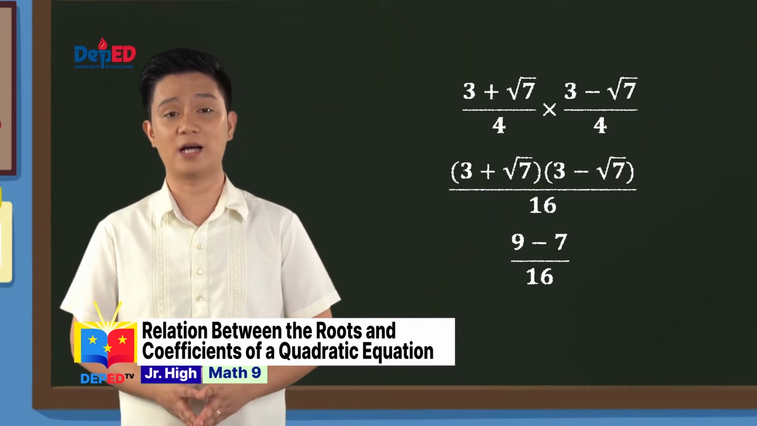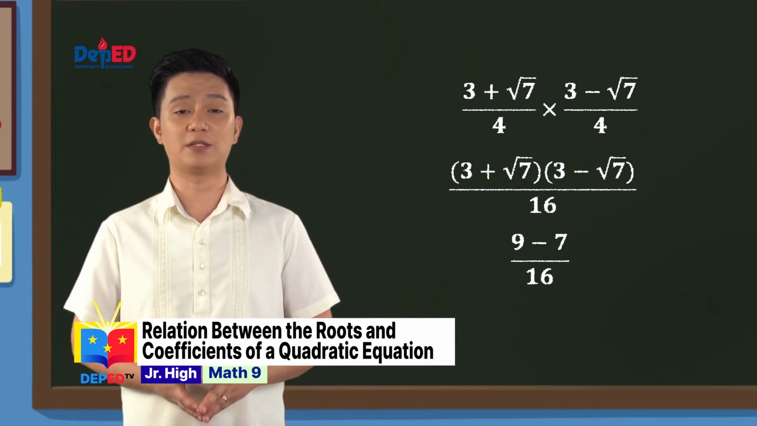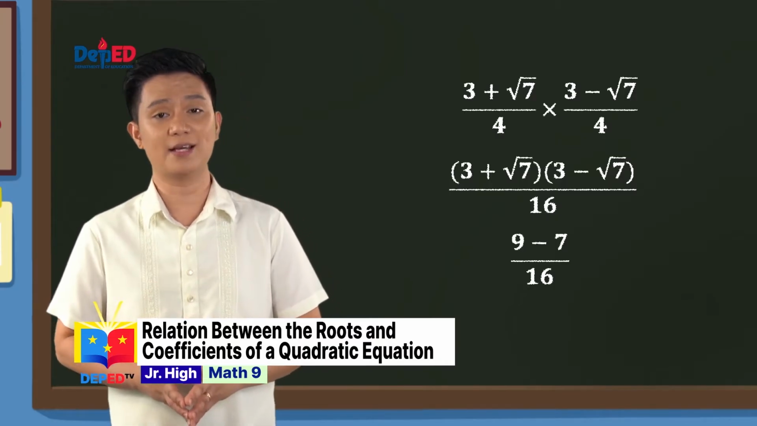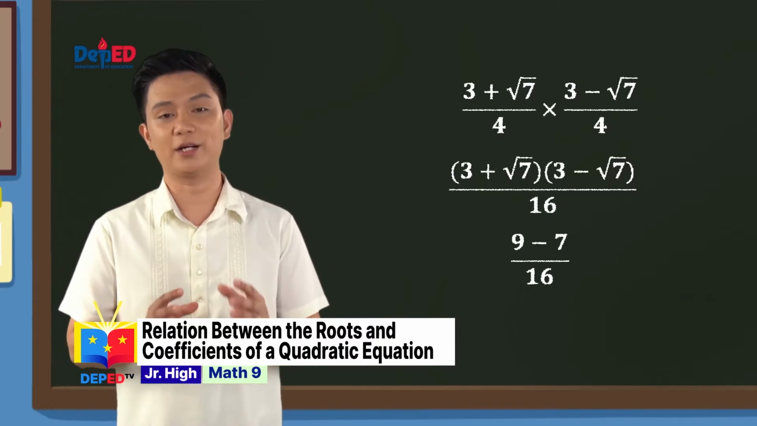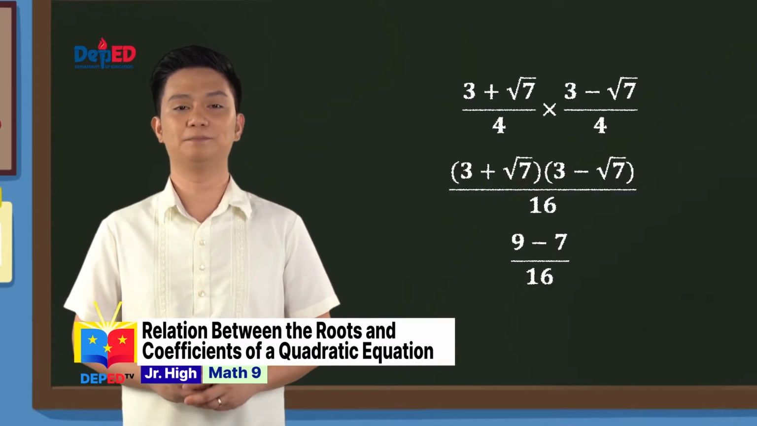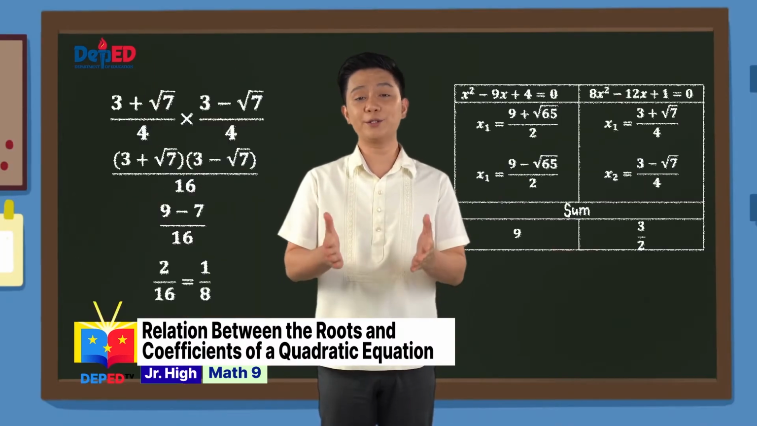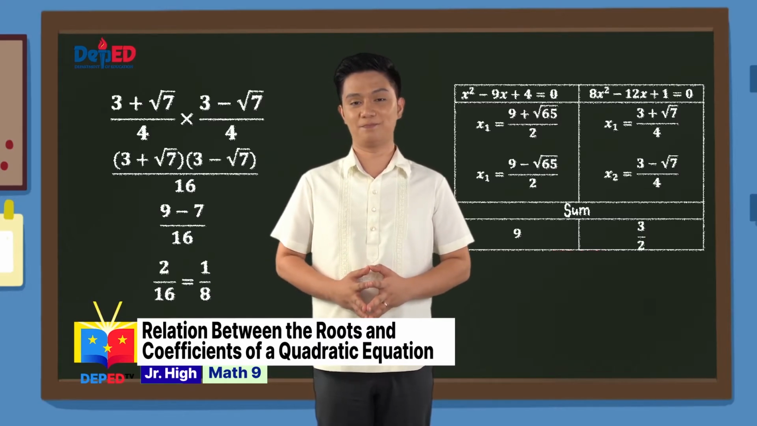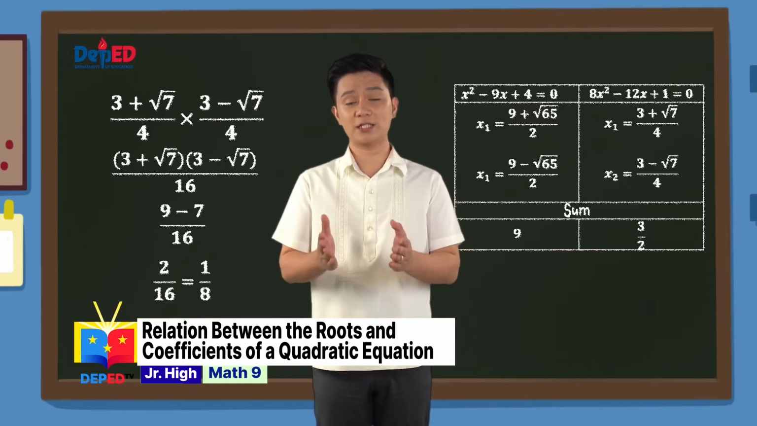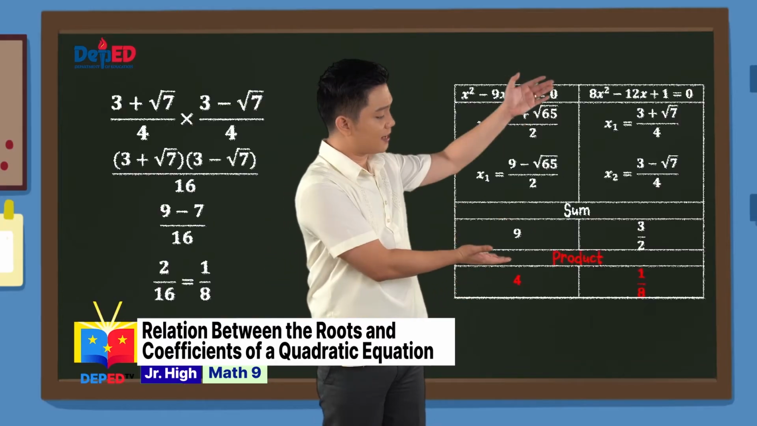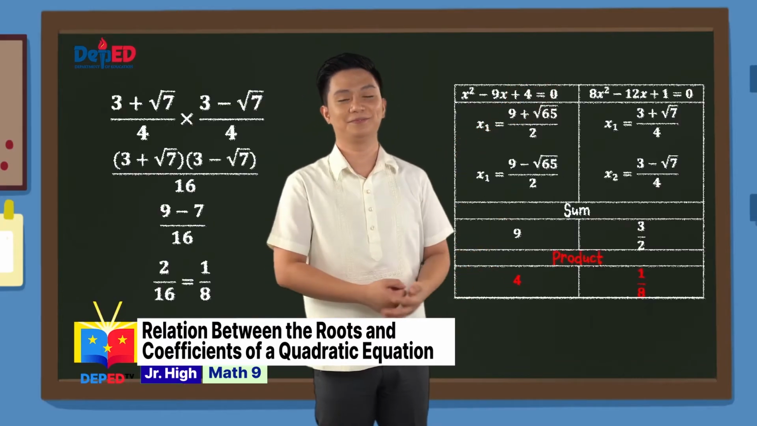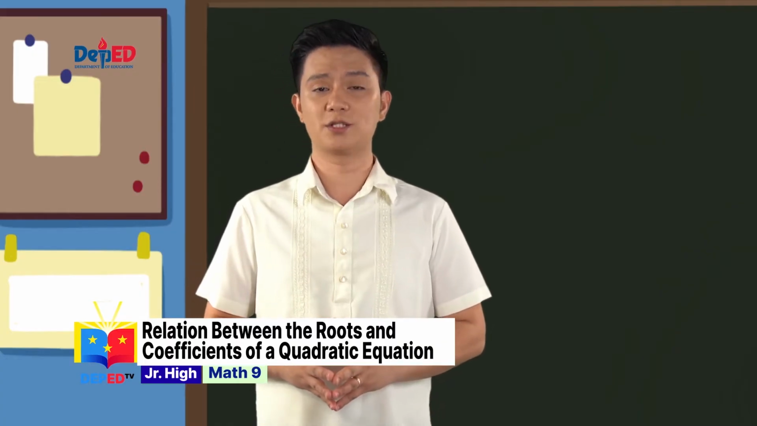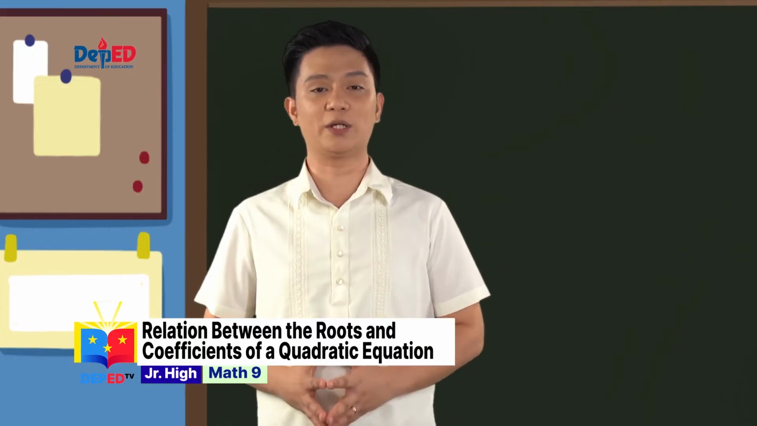3 times 3 is 9. Square root of 7 times itself is 7. Again, when you multiply a radical of index 2 by itself, the product is equal to the radicand. Hence, the product of the roots of the equation is 1 over 8. Let's record the results in the table, highlighting the product part. Now, let's relate the sum and product of the roots to the coefficients of the quadratic equation.